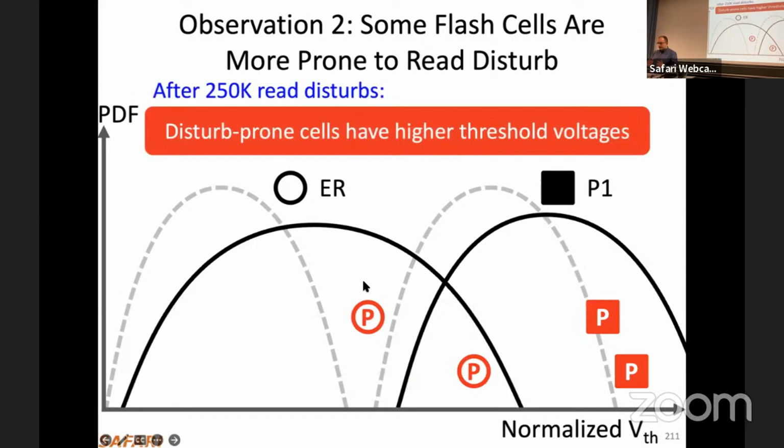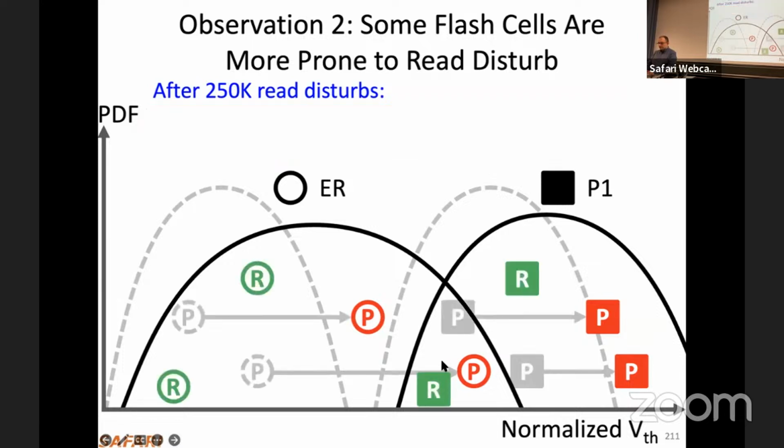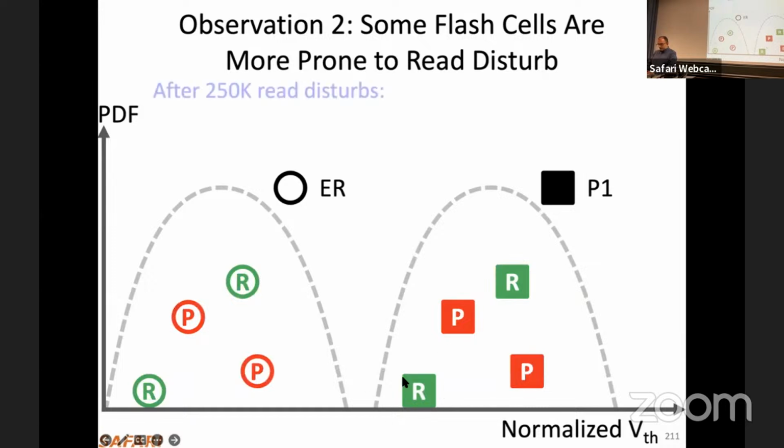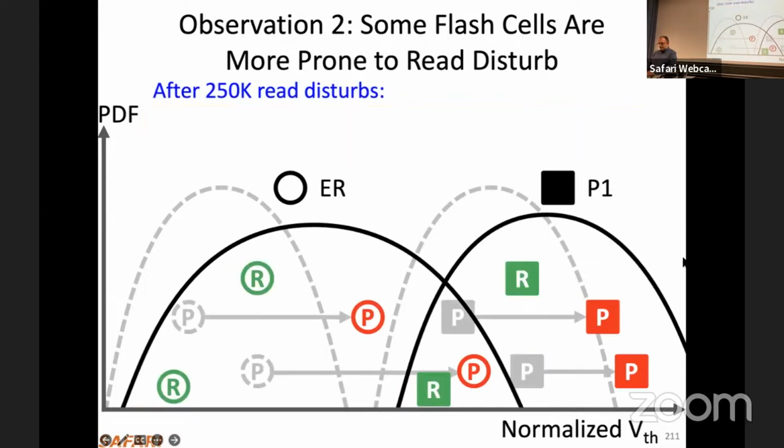So now the issue is that if you apply the optimal voltage, you're going to read wrongly, essentially. You can see that because the distribution has shifted, your optimal reference voltage needs to be here, essentially. But now you're reading wrongly because of these cells that moved. Some of them move more, some of them less. For example, this one stays in the correct state, but the problem is that because it now has conflict with the ER state, if you use that optimal voltage, you will read it as 0. And that's wrong.